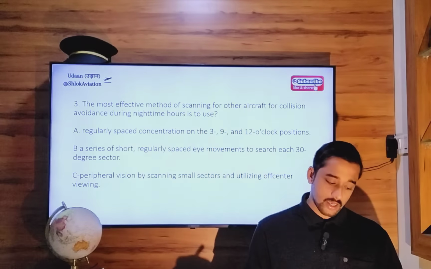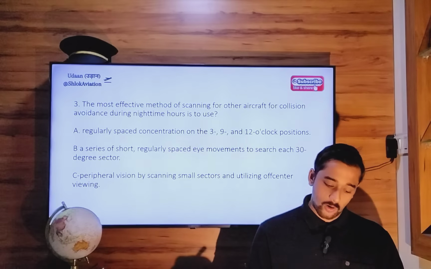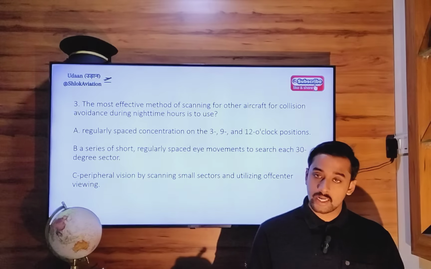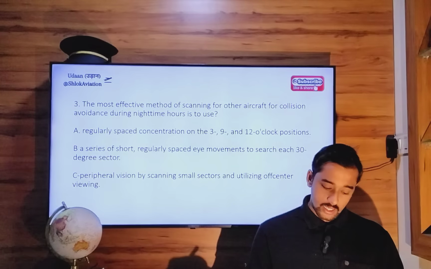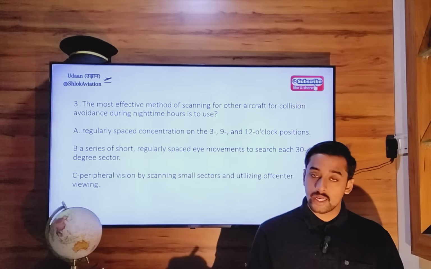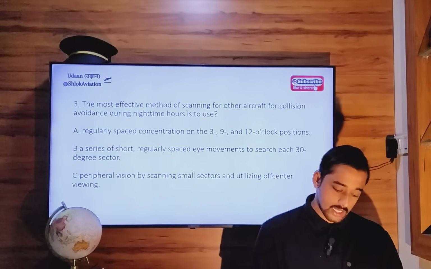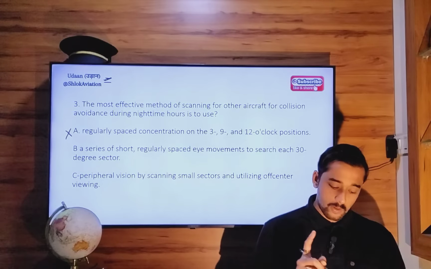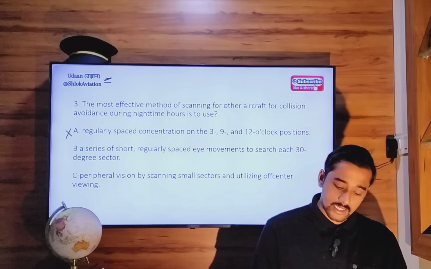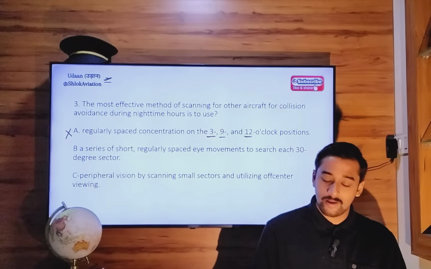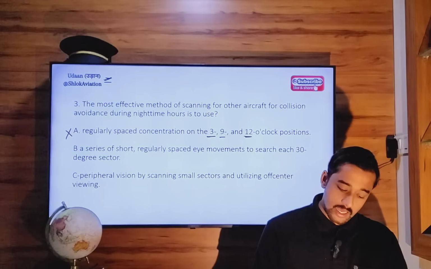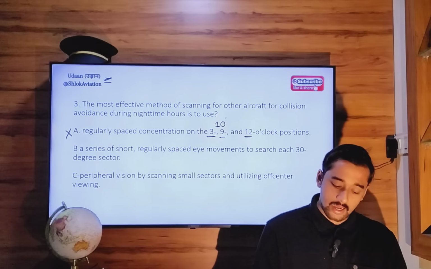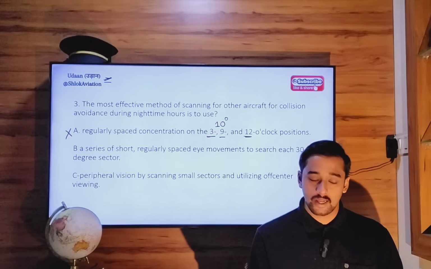Look to the side of the object, meaning use your peripheral vision and scan slowly. Next, question number 3. The most effective method of scanning for other aircraft for collision avoidance during night hours is to use what? Regularly spaced concentration on the 3 o'clock, 9 o'clock, 12 o'clock positions. That is wrong. You have to space your concentration in 10-degree angles, not 30 degree, 10 degree.